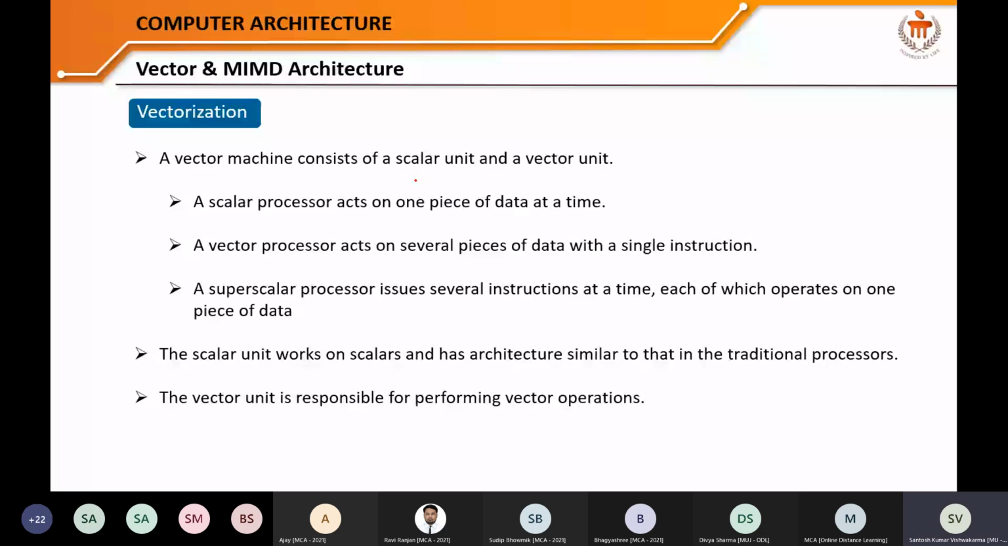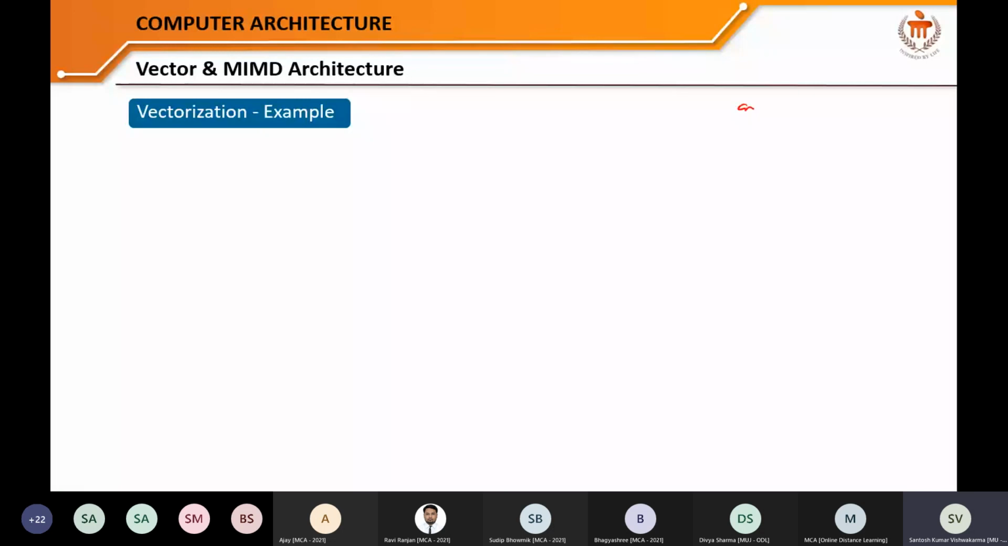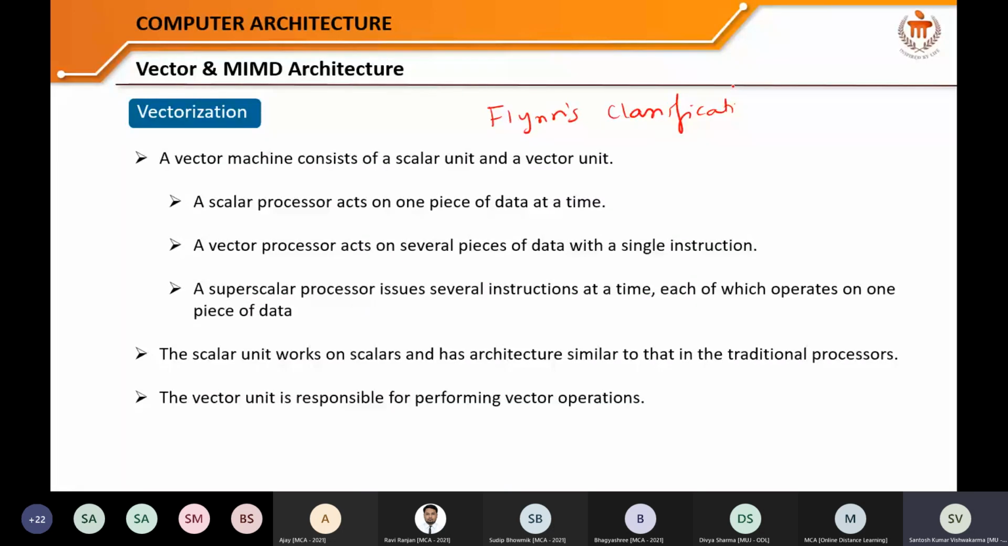The vector architectures, as you know, we discussed when we went through Flynn's classification. All of you, please go through Flynn's classification. It's very important because the majority of the topics that we have covered are based on it. It shows that we can have four types of classifications. So let us begin with vectorization.